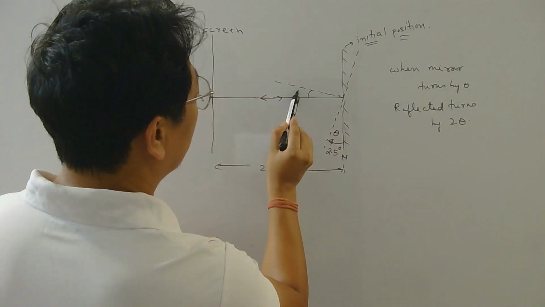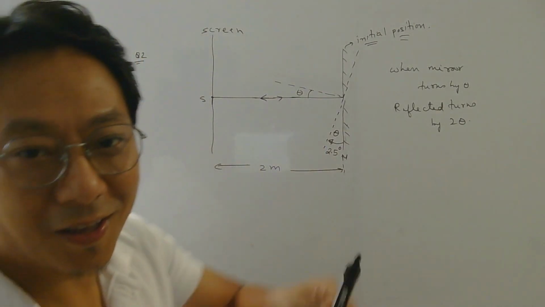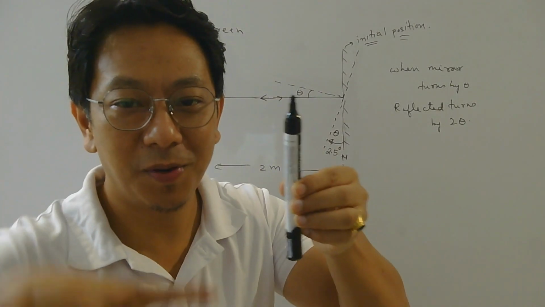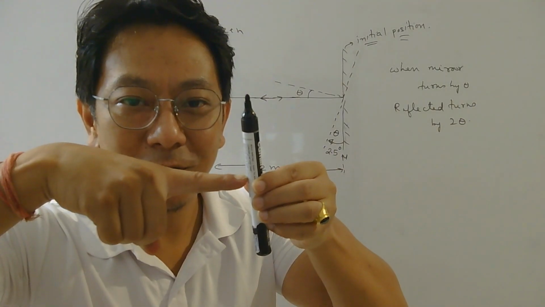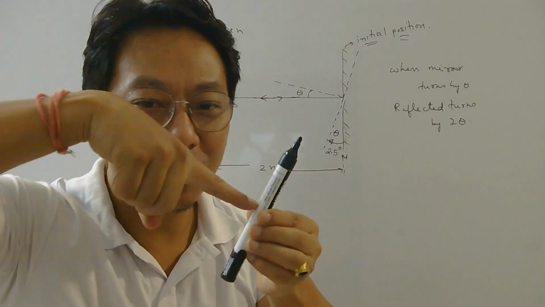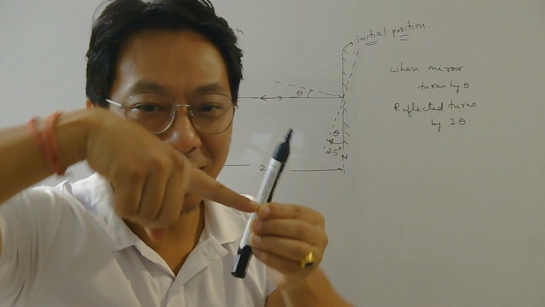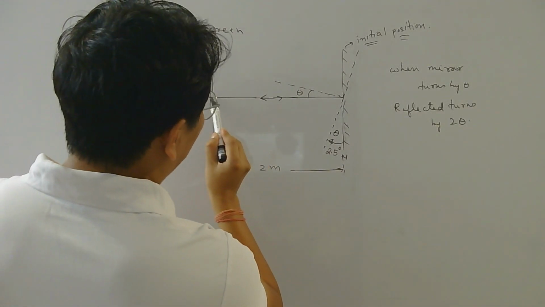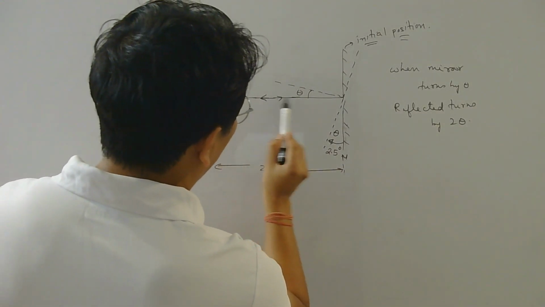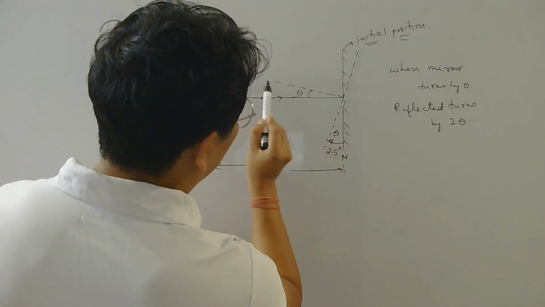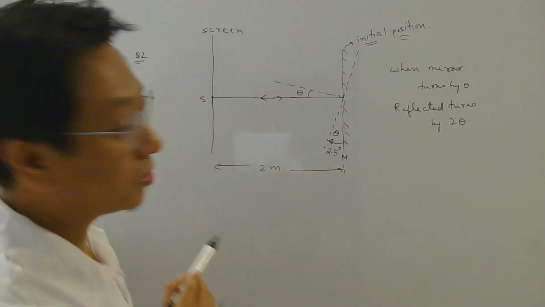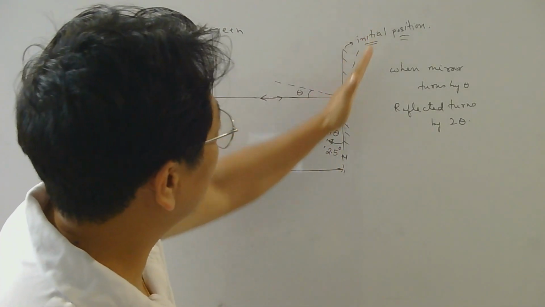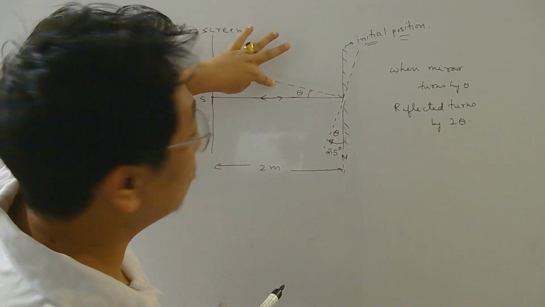The normal will also rotate by angle theta, isn't it? For example, if this is your plane mirror, this is your normal. So if you rotate the plane mirror, the normal should also rotate by the same angle, isn't it? So now the light from the source is falling at an angle of incidence with the normal theta, remember, because now this is the new position of the mirror. So this is the new normal.